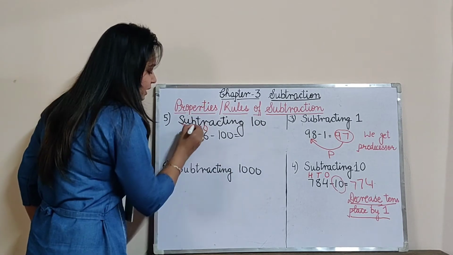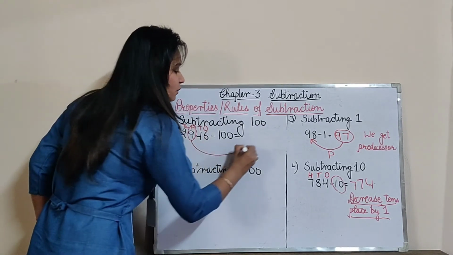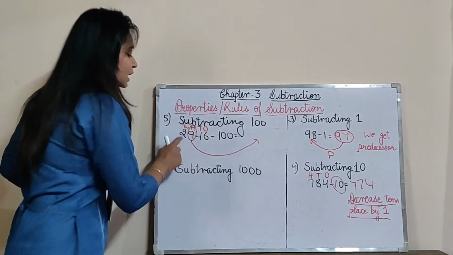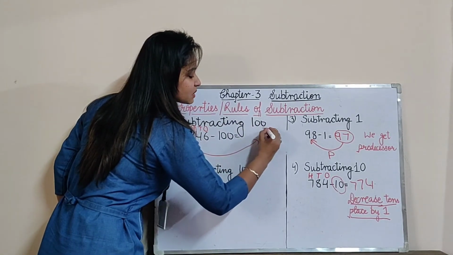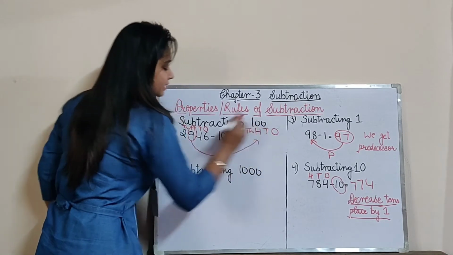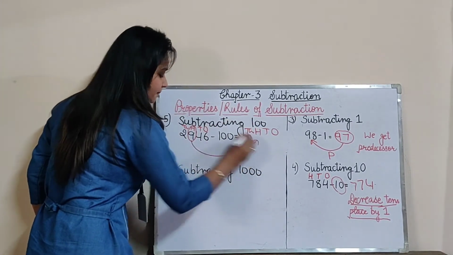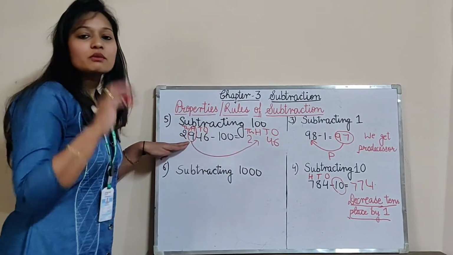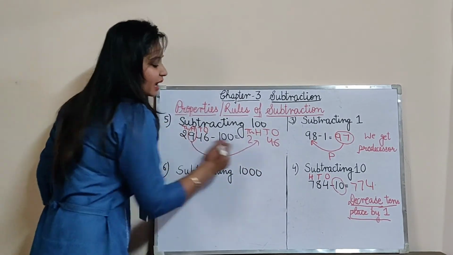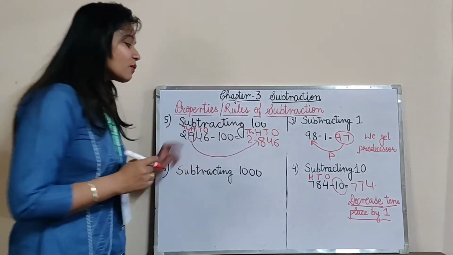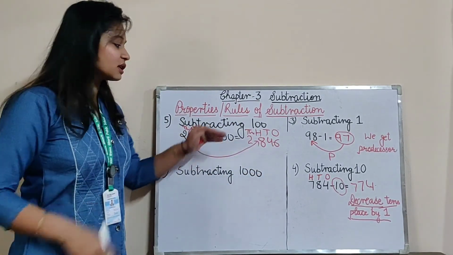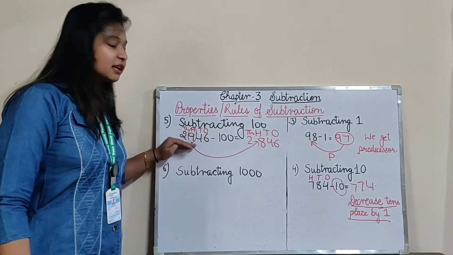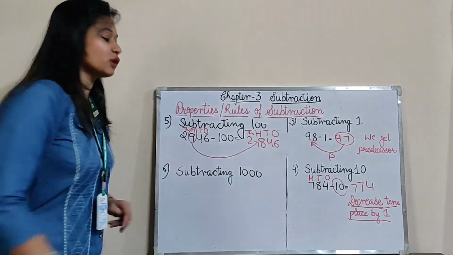Subtracting 100 now, so in the hundreds place only, we can subtract one number. The rest of the numbers will remain the same. Thousands place will remain 2 only. 4, 6 will remain 4, 6 only. Only 9 we will decrease by 1. So 9 will become 8. Here was the question 2946. Now the answer is 2846. 946 became 846.